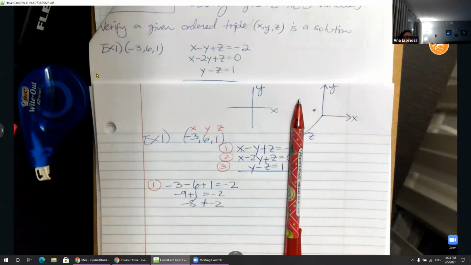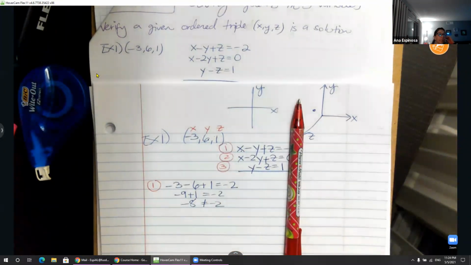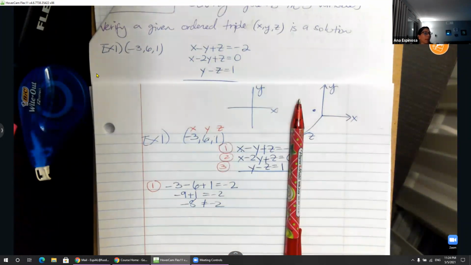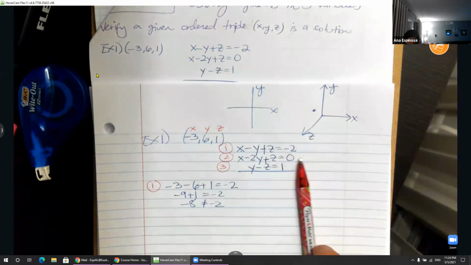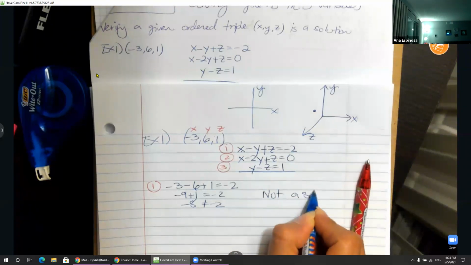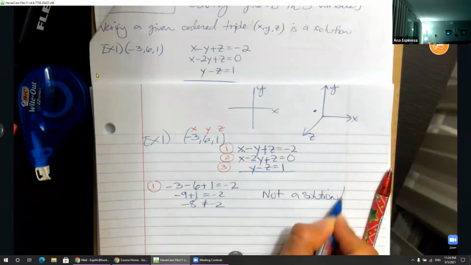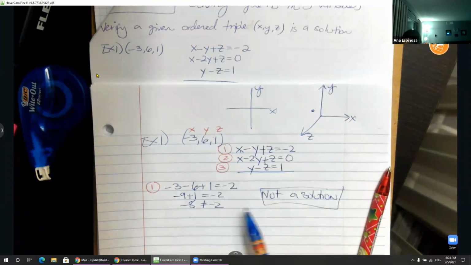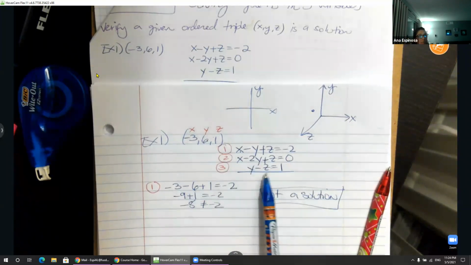Does that match the right? No, it doesn't. So right from the beginning, if I do the math, -3 subtract 6 plus 1, I do not get what's on my right. So that means not a solution. I don't even have to waste my time trying to take that point and plug it into the other two, because it means that that dot does not satisfy all three.